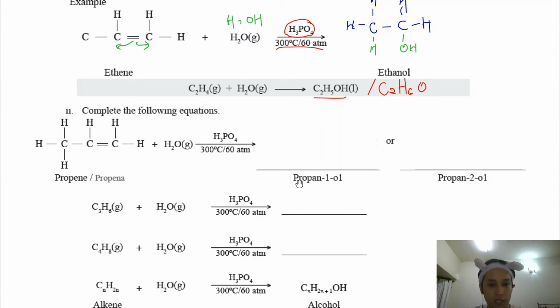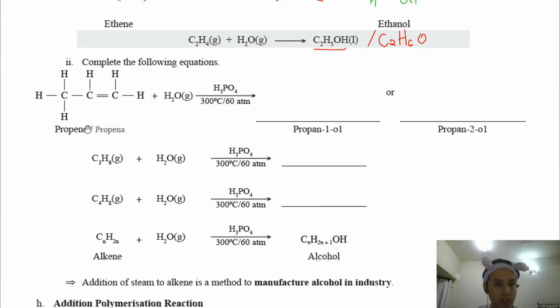Okay, other examples, complete the following. So propene. Again, the same thing, you just look where is your double bond. Since my double bond is here, I just break it open. And then, this is where it becomes tricky. The OH can go to the first carbon, or it can also go to the second carbon. So for this particular reaction, you will get two products. This one you must remember, for propene onwards, normally you will get two different alcohols.